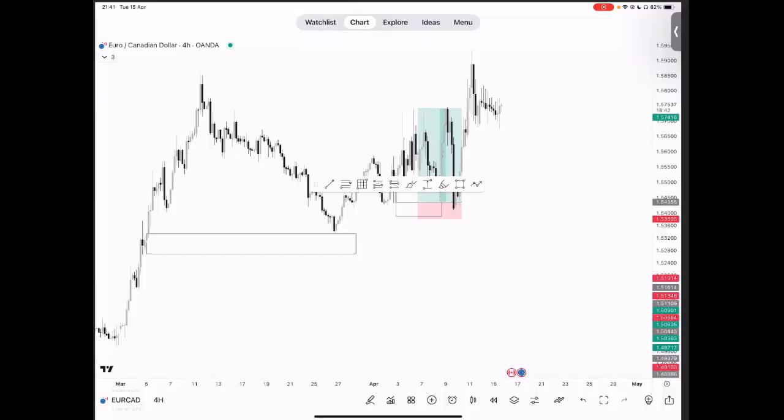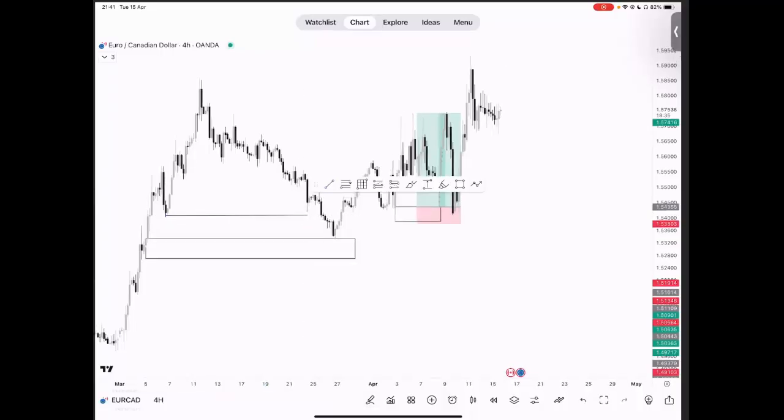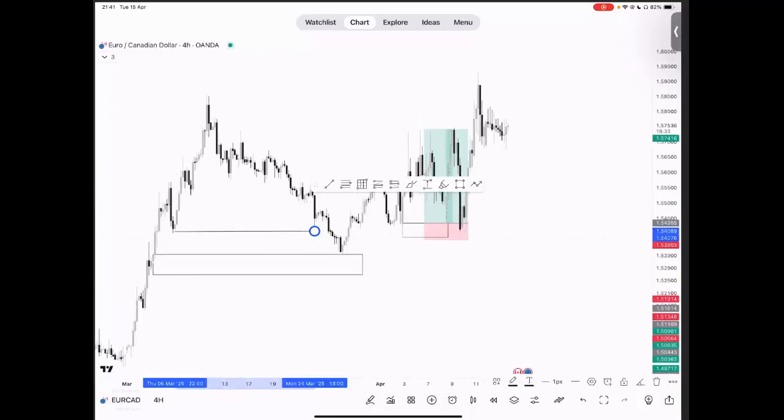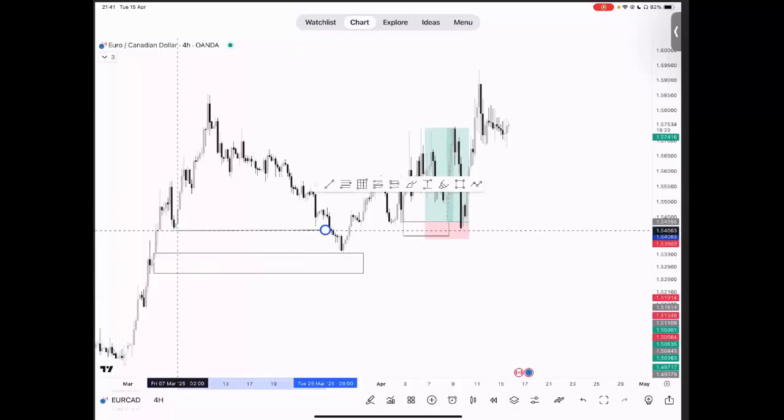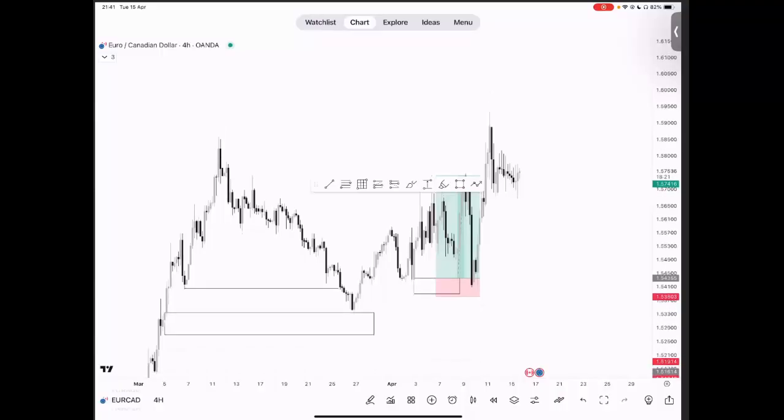And then price takes out this higher low, giving you a change of character. But I told you that a change of character needs to break structure again for you to confirm that it is a change in trend, which in this case did not happen. Instead, price had to establish a new high, which means that we're still bullish.